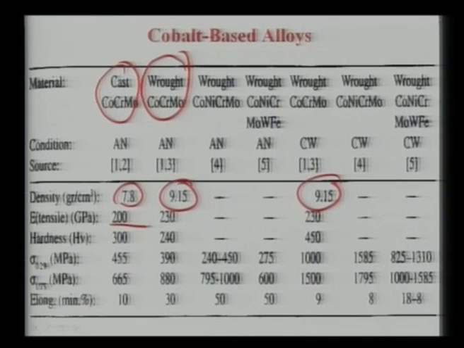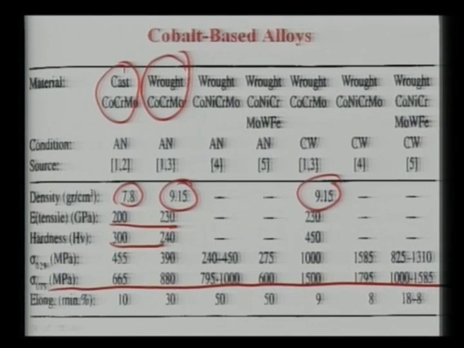Their elastic modulus is similar to that of steel. They have a UTS of 650, 665, to as high as 1000 or 1500 megapascal. It also has hardness on the Vickers scale. It can go up to 450 Vickers hardness numbers.